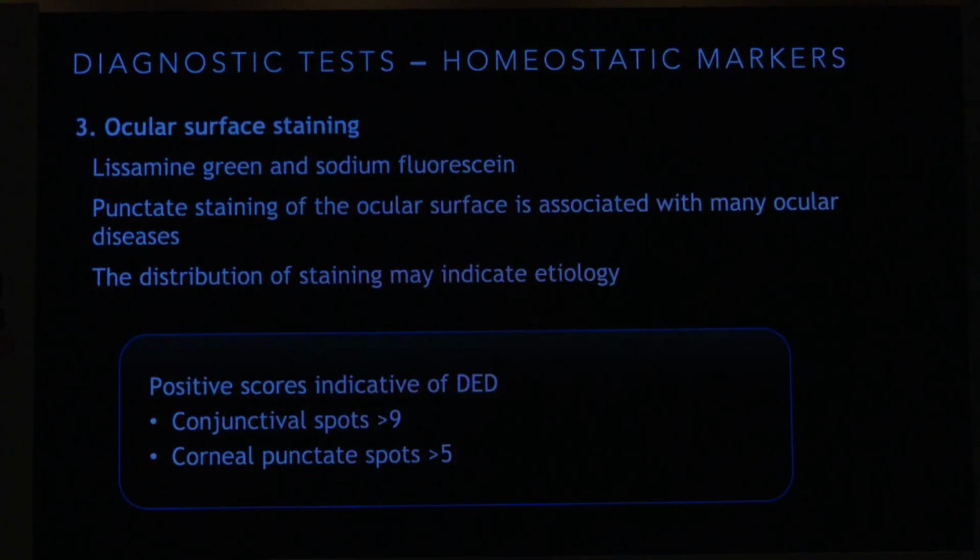Is my time up? So I'll just quickly run through a few more slides. Can I take 3-4 minutes more?